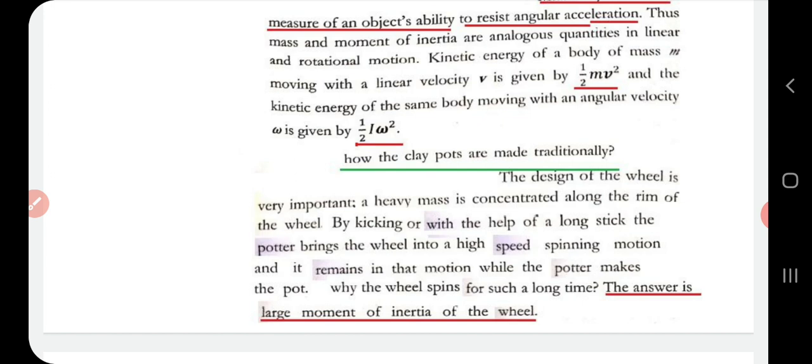And why does this wheel spin for such a long time? The answer is that it is due to the large moment of inertia of the wheel. So it is due to the large moment of inertia of the wheel that it spins for a long time.